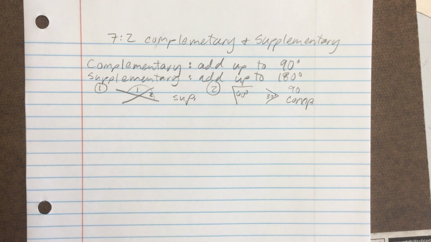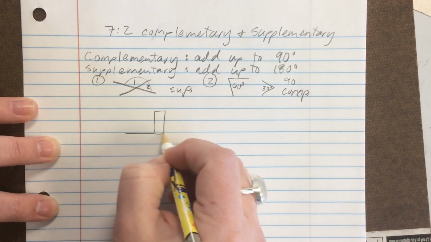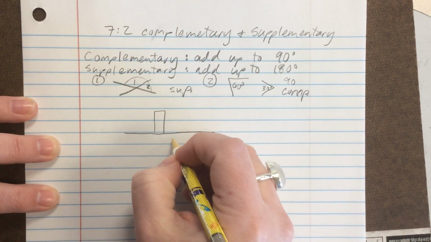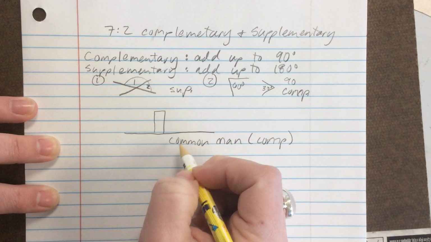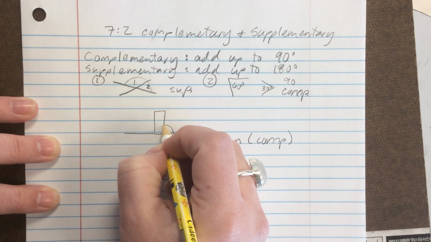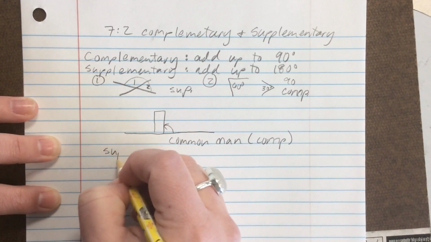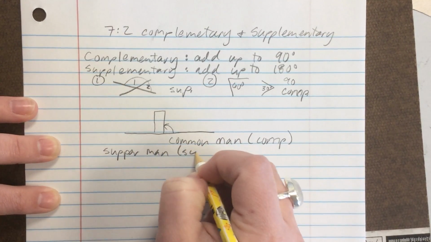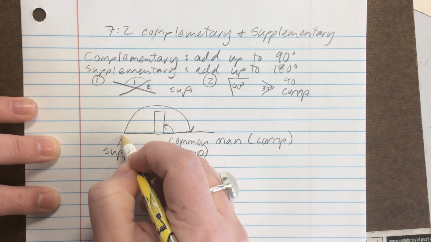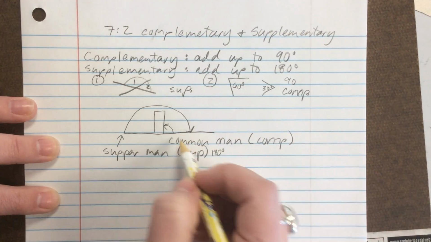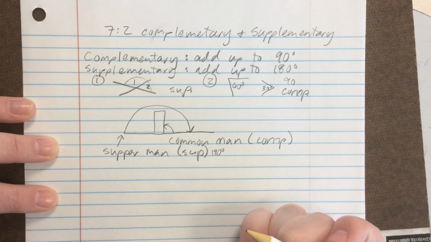Now, how I like to remember them, and here's a little funny story from me to you. Let's say we have a building here, and if a common man, which would be complementary, tried to jump over the building, he'd hit the building. He only gets to 90 degrees. Did you see that? Did you get it? So funny. Okay, now Superman, that's supplementary angles. I mean, he's known to be able to leap tall buildings in a single bound. So he can go the full 180 degrees. Did you get it? Common man, complementary, hits the building. Superman, supplementary, can go right over the building and back to the ground.